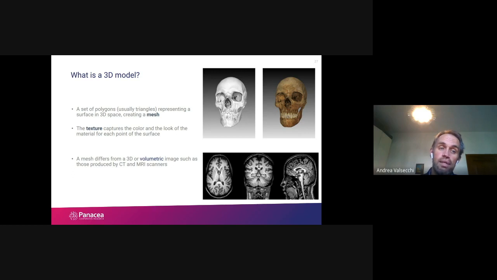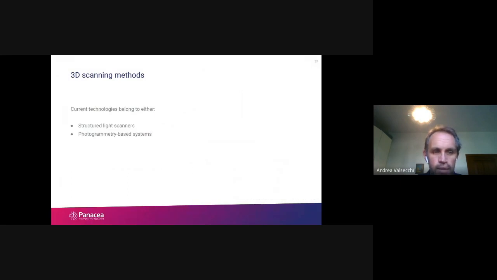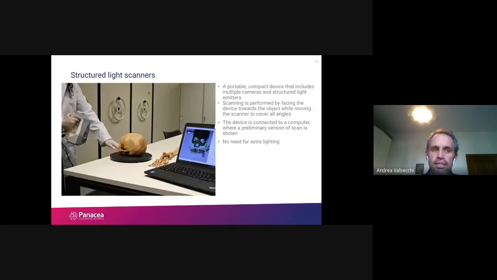Although if you have a volumetric image, such as a medical image, you can usually easily get a 3D mesh. For instance, in the bottom image, you can segment, you can highlight the skull, and from the volume of the skull, you can get a 3D mesh. Besides the method I've just mentioned, there are two technologies that can get you a 3D model: structured light scanners and photogrammetry methods. Let's start with the first.